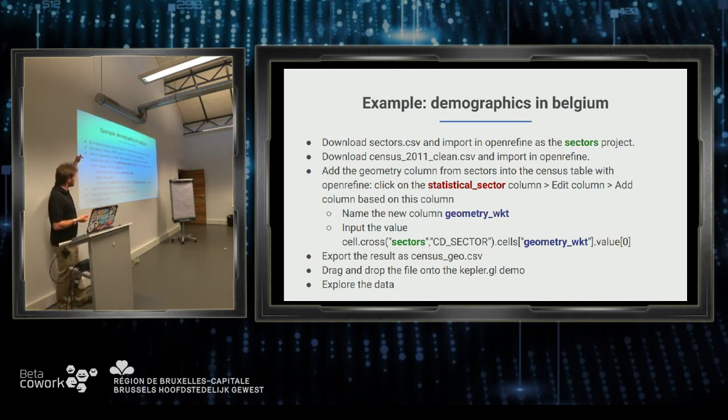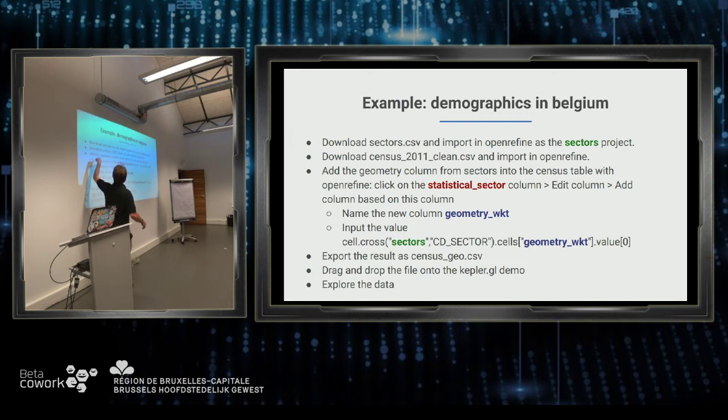And so here is the entire recipe that you need to combine those two things in OpenRefine. You just need to do one thing. Well, you need to open both of those in OpenRefine and have them as projects. And you need basically to take the column in your file with the numbers. So from the census, you take the statistical sector column, and you're going to use it to create a new column which is going to contain the shape, the geometry.